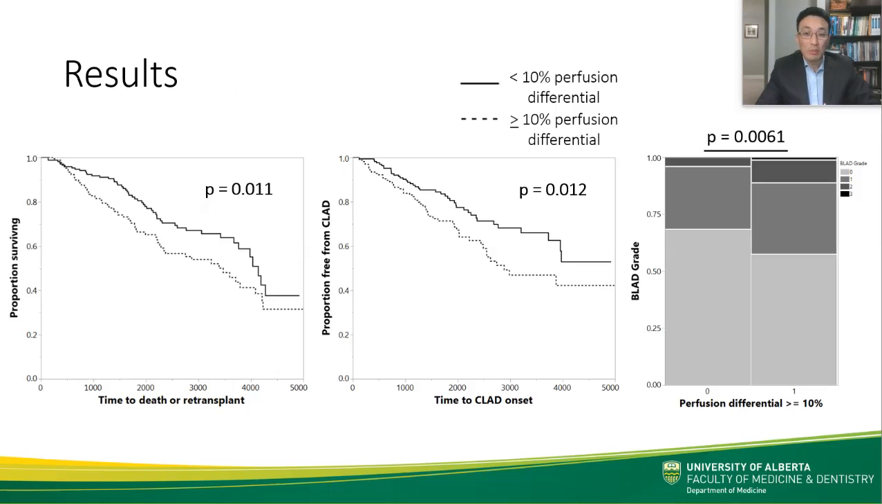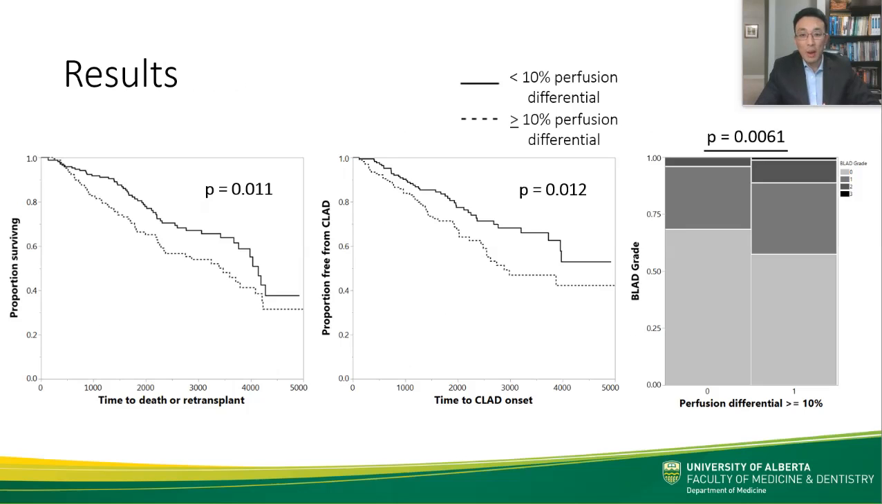Of the 340 double lung transplant recipients between 2004 and 2016 who met inclusion criteria, 169, or 49%, had a relative perfusion differential of at least 10% on a 3-month VQ scan. Here we have Kaplan-Meier curves showing the results of our time to event analyses for survival and CLAD.